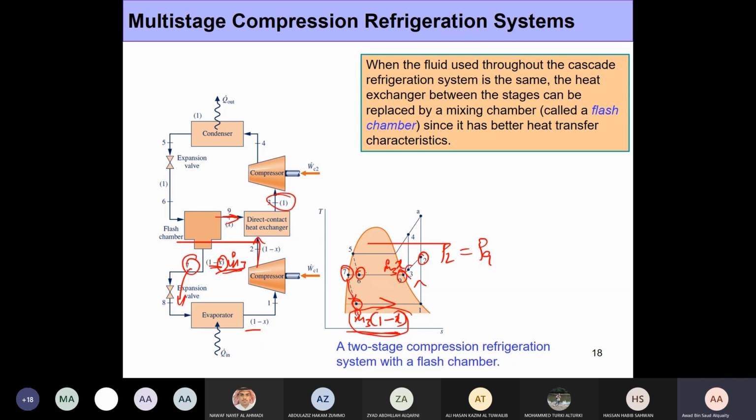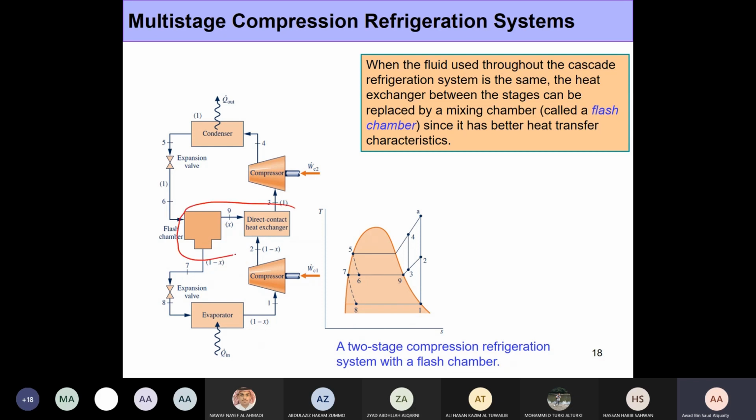Now state 3 is basically somewhere here, somewhere in the middle, maybe closer to H9, depending on how much flow rate you're sending through it, depending on the value of x. And then once you are at state 3, you compress it further to state 4, and the cycle repeats. So the whole reason why we built this slightly complicated system with a direct contact heat exchanger and a flash chamber is simply because we wanted to reduce the compressor work input to achieve the same, let's say, cooling load.